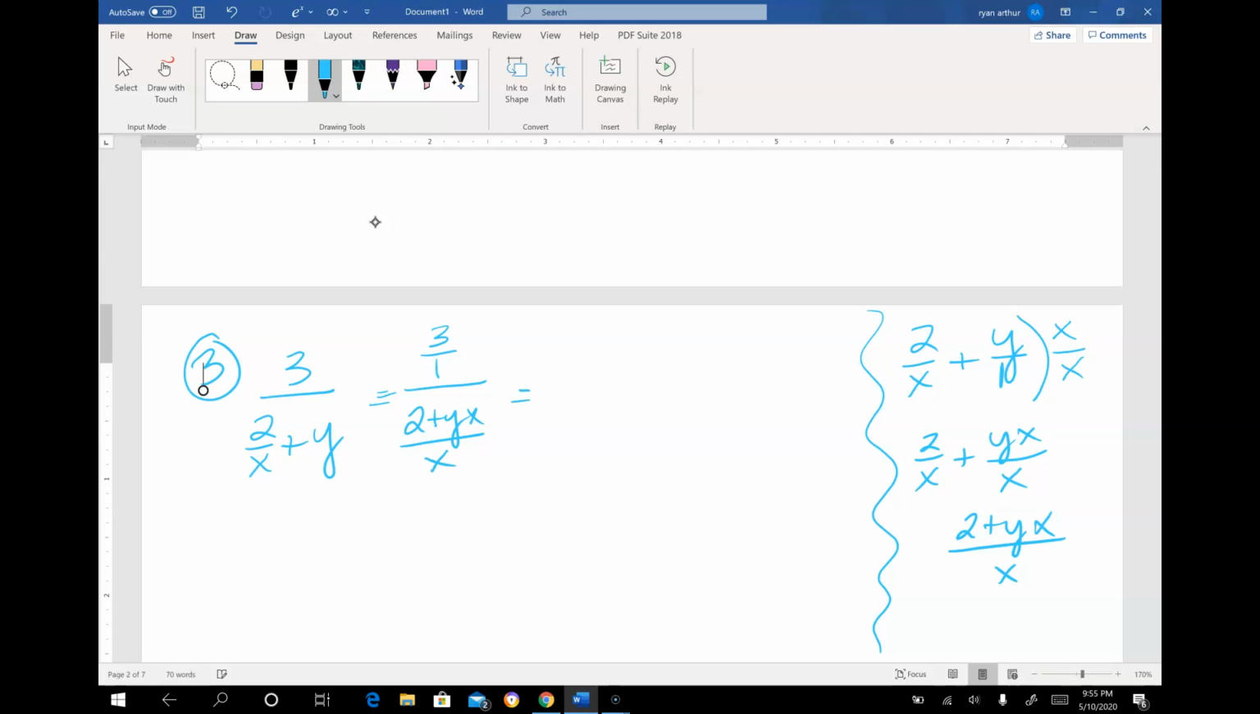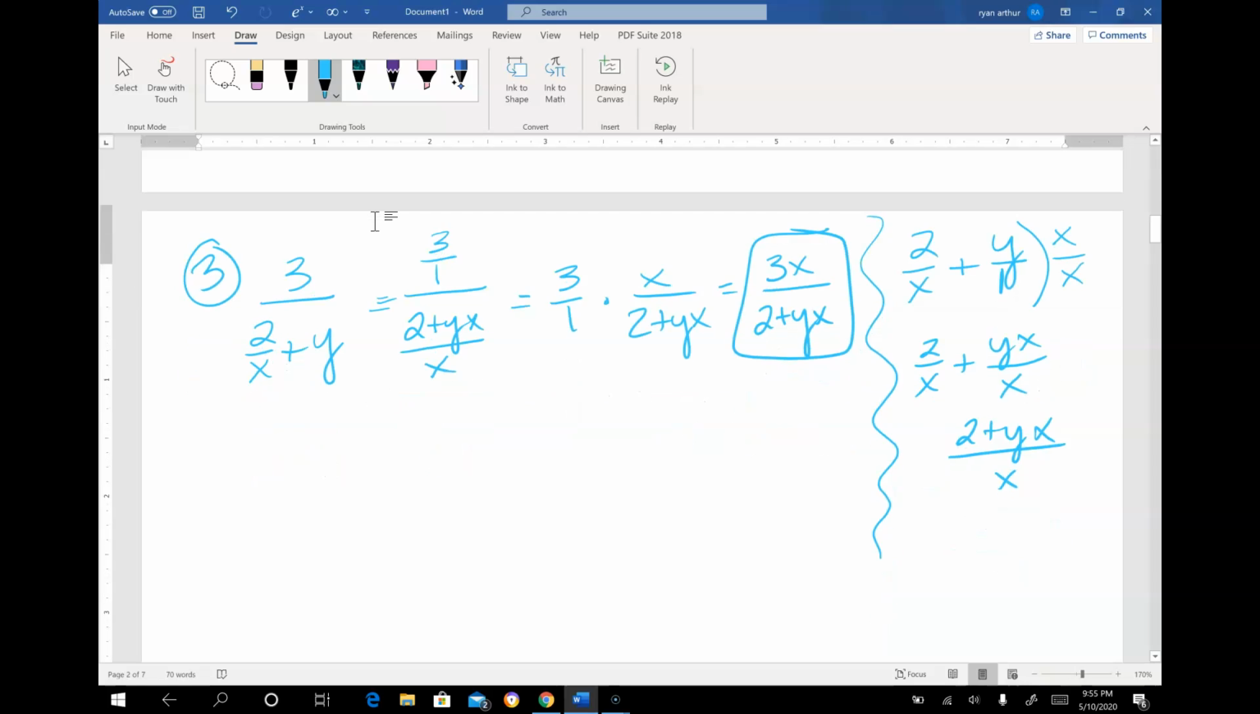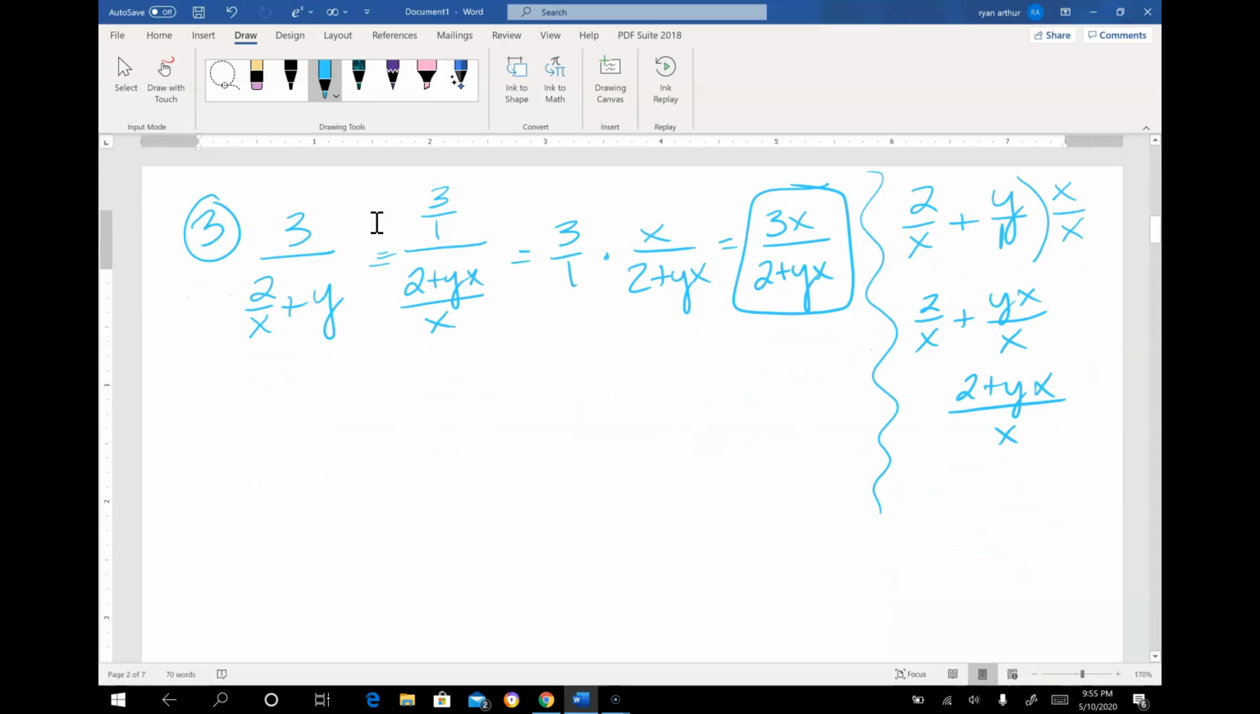Now we're going to do the keep, change, flip. Nothing I can cancel out. So my answer is 3x over 2 plus yx. That combined a previous lesson of adding rational expressions into this one. That's what I mean by expressing one fraction on top and bottom.